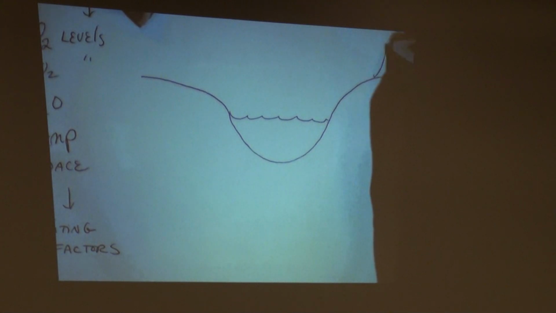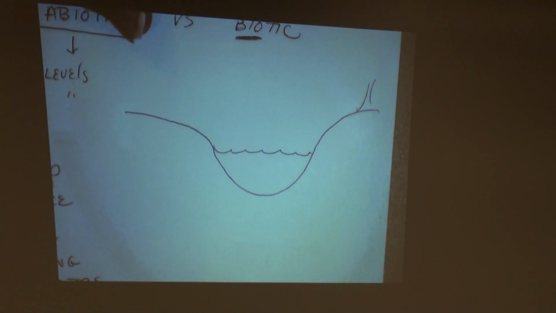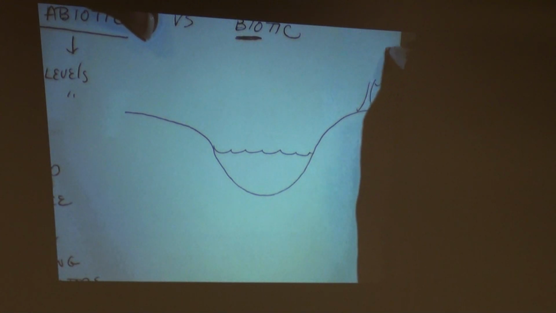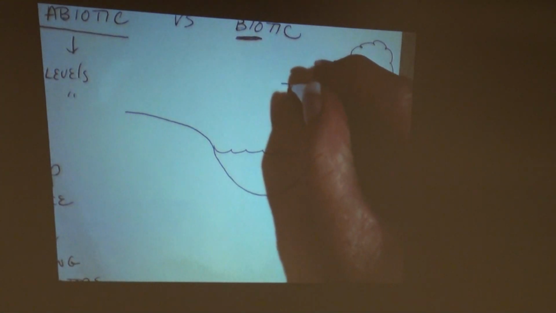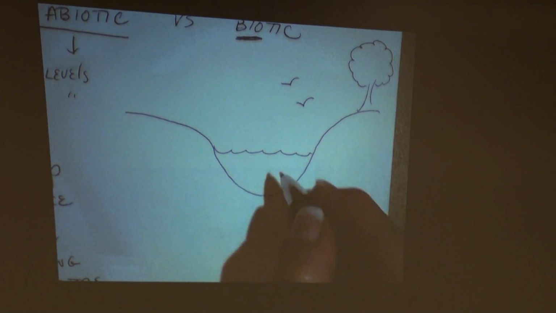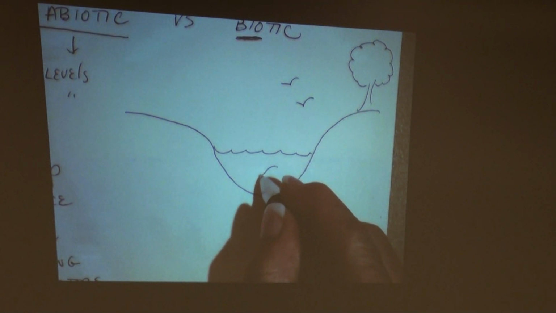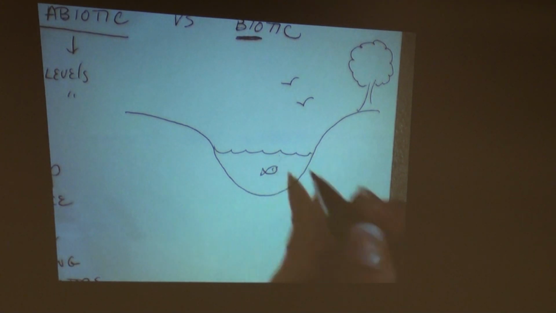Okay, let's do you a little tree. You want to do a tree? Here we go. Let's put some birds in the sky. There are little V's in case you've never done that. Let's put a little fish in here. You can make a little Christian fish if you need to.